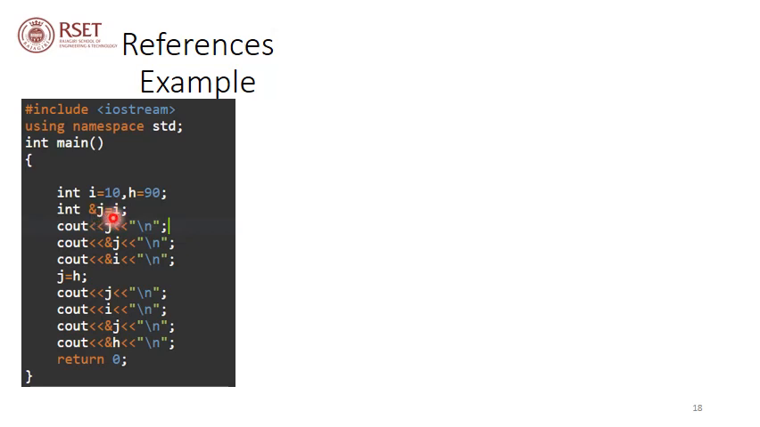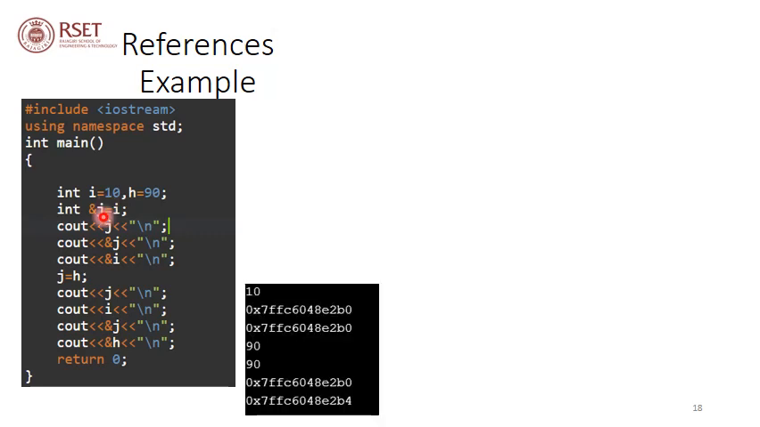Both j and i will now point to the same memory location, which is the address of i, and therefore both of them will have the same value, now 10. Changes made to either j or i will be reflected in both of them. So if you do cout j now, j will also contain the value 10.